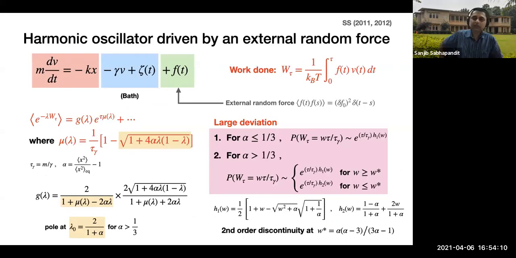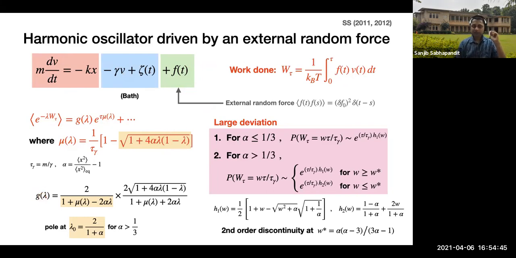It turns out that you can model this system by a harmonic oscillator in a bath, where air is providing the bath, and on top of that there is an external random force. We are interested in finding out the work done by this external random force. For this, we can actually compute the generating function of the work done, which, as I said, should be given by this, where mu lambda is given by this. It has 2 branch points, but these branch points do not affect much.